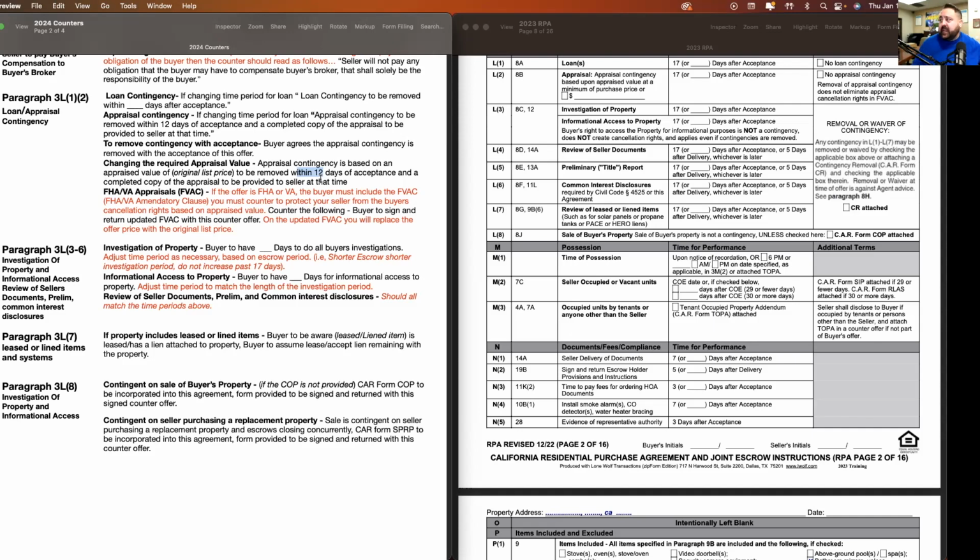So yes, but if you have the mandatory clause and it's filled out with the original offer price, and then it doesn't appraise for that offer price, you don't lose your deposit whether you have an appraisal contingency or not. So yes, that's true.